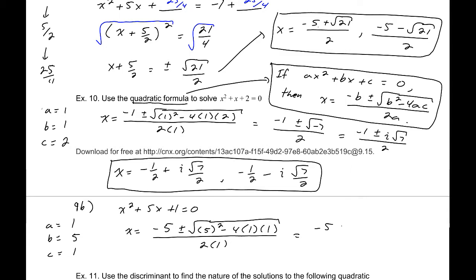All right, so negative 5 plus or minus the square root of something over 2. So 25 is 5 squared, minus 4 is 21, which ought to look slightly familiar from our number 9 solutions. So completing the square and the quadratic formula do, in fact, give you the same solutions. Oftentimes it's up to you. Try factoring. Factoring is often the easiest or the most straightforward way to go about things. But if your expression doesn't factor, then the quadratic formula or completing the square are our next move.